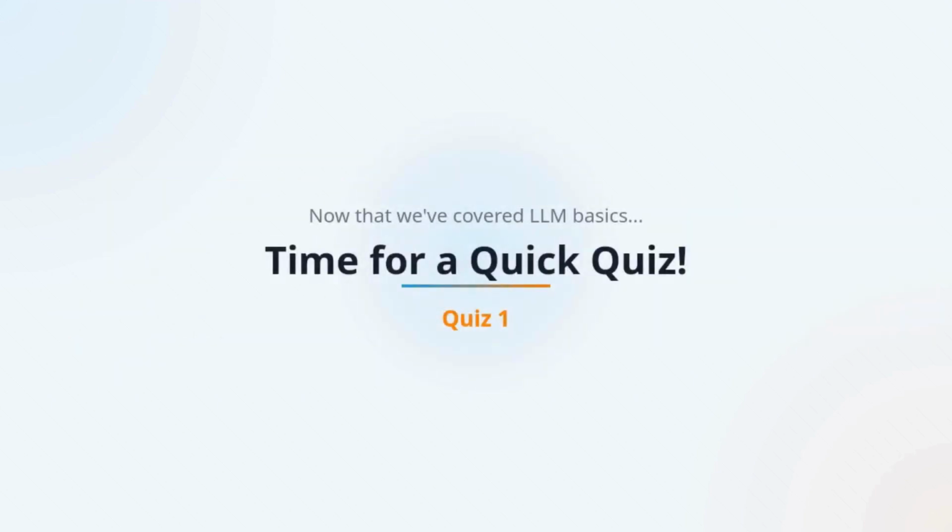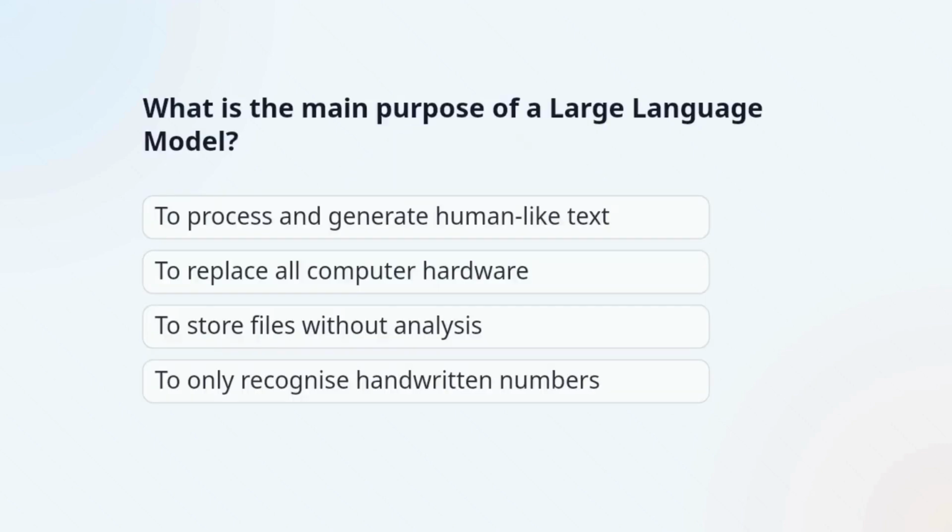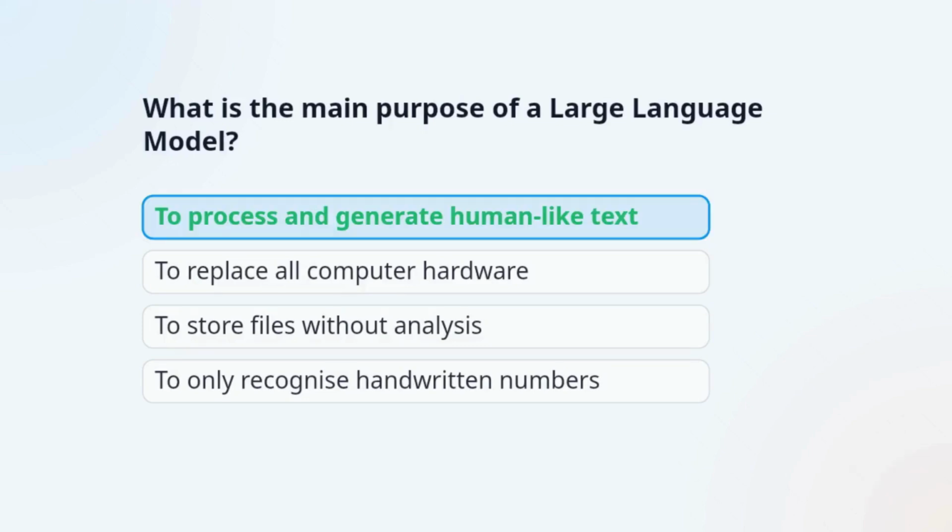Now that we've covered LLM basics, let's test what we've learned so far. Here's quiz number 1. See if you can get it right. Question 1. What is the main purpose of a large language model? The correct answer is to process and generate human-like text. LLMs are designed to understand and generate language-like responses. Their core strength is working with text and context.